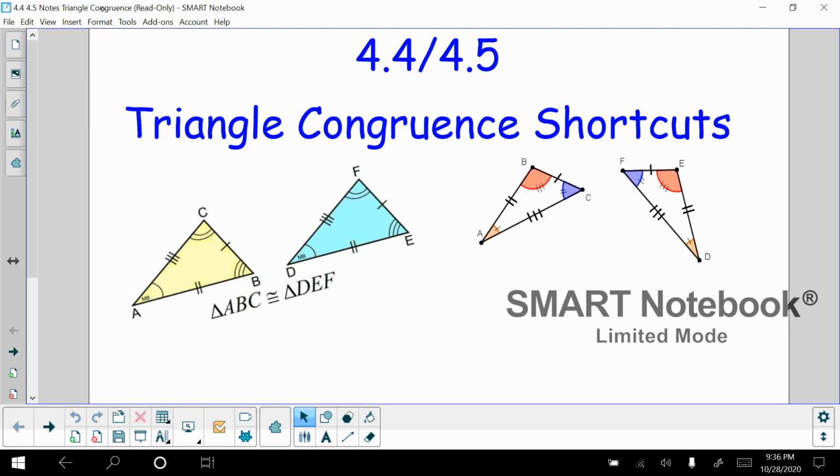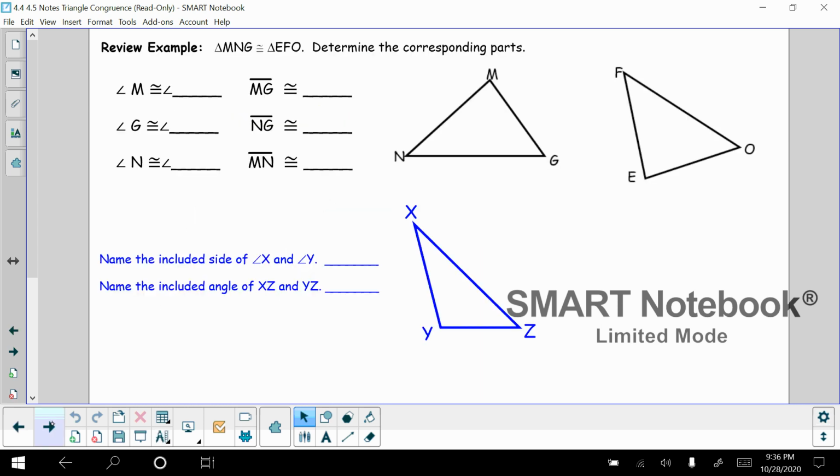All right, guys, this is section 4.4 and 4.5 together. This is triangle congruence shortcuts. What we're going to do here is prove triangles congruent. So let's review. We've got triangle MNG, and it's congruent to triangle EFO. And so we need to determine some corresponding parts.